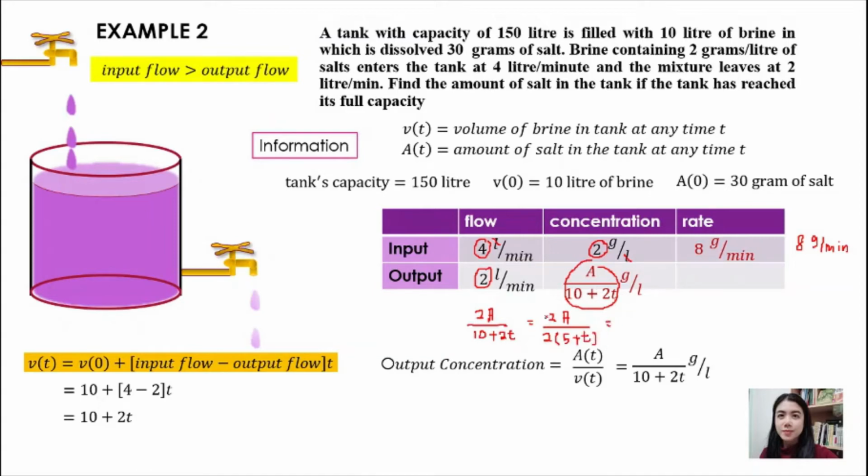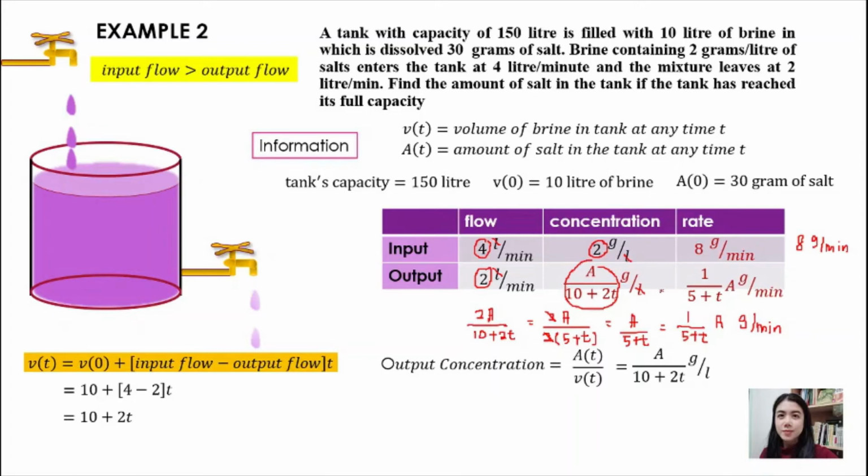Okay, cancel out the 2 here. So you will have A, 5 plus t. The A you can put aside. So we have fractions, 1 over 5 plus t. The A we put aside, the fractions. The unit is going to have the little cancel, so then we have gram per minute. So your output rate will be 1 over 5 plus t, A gram per minute.